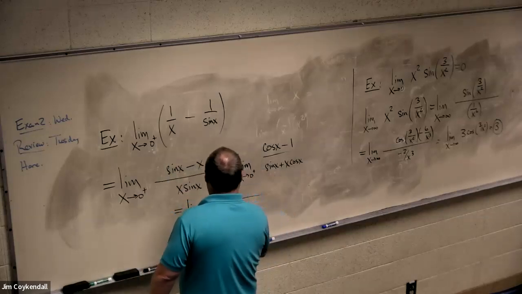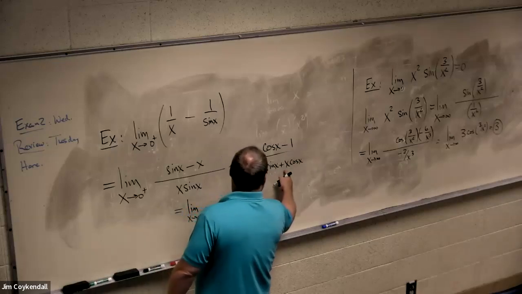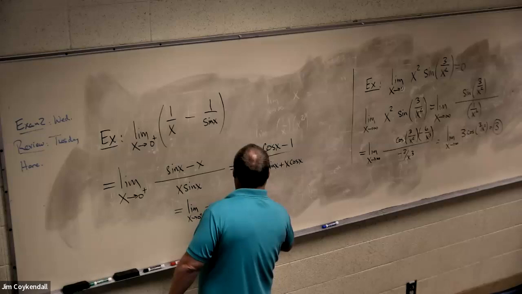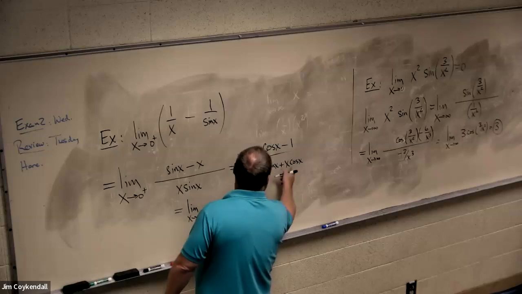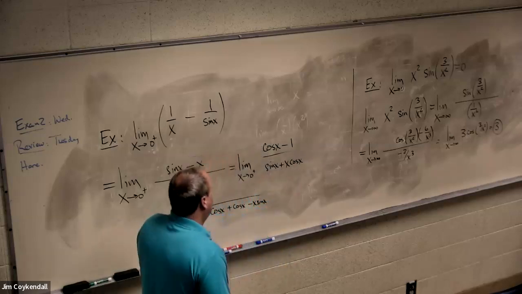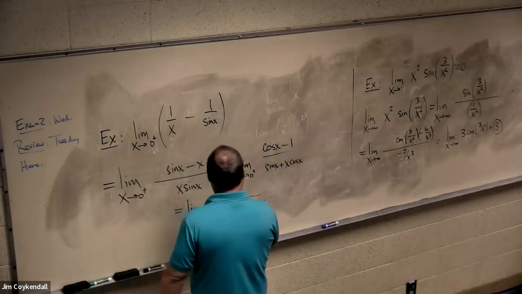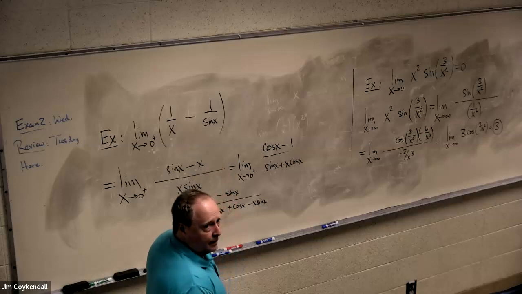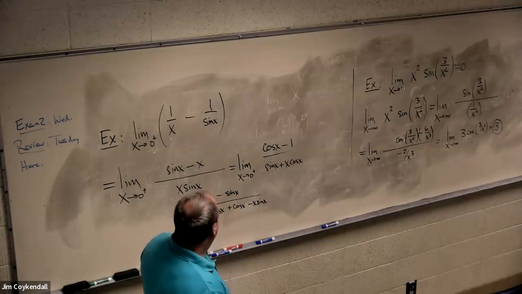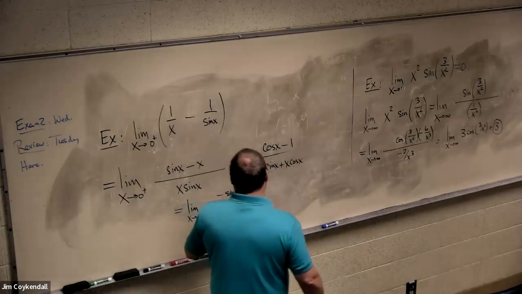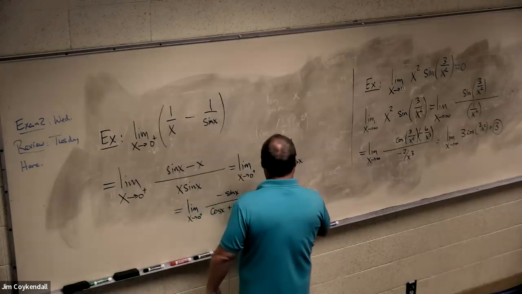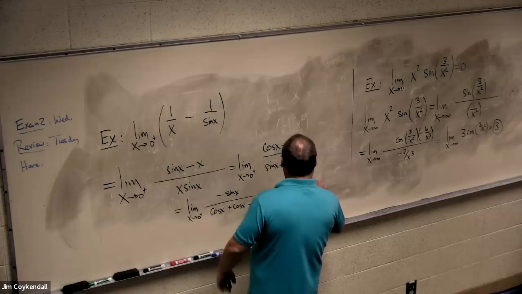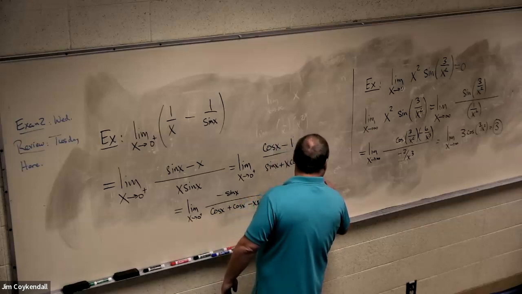The derivative of the bottom is cosine x plus cosine x minus x sine x. That's the product rule over here. And the derivative of the top is minus sine x. And finally, at this point, I can plug in. When x equals 0, I get 0 over 1 plus 1 times 0, which is 0 over 2, so the answer is 0.